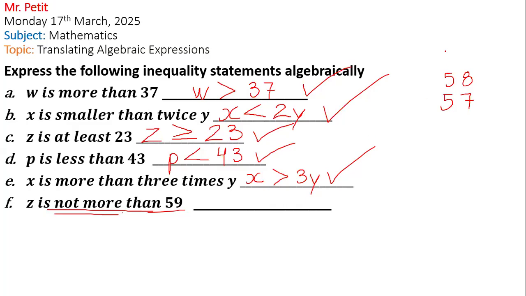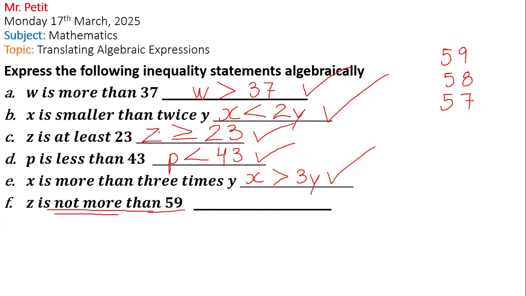Now here's the trick question. Can Z be 59? Yes, sir. Can Z be 59? Yes, sir. Why are you saying it could be 59? Because they say it can't be 59, but the variable could be any number you choose.